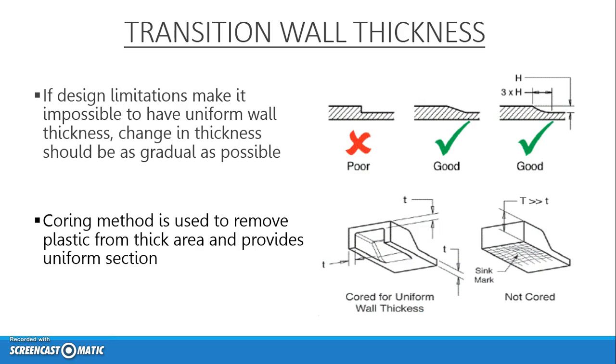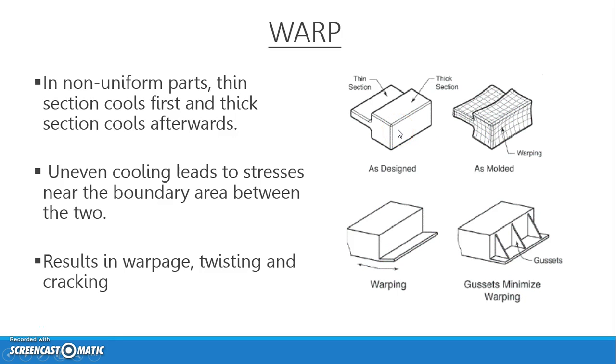Again, if the design demands a thick section, the transition from the thick to the thin part must be uniform. Sometimes a core can be used to provide uniform wall thickness. As you can see here, a core is provided, and this figure shows a non-uniform transition, but we must have this kind of transition. If we don't have uniform wall thickness, it leads to warpage in the original design. As you can see here, this is as designed and this is as molded.